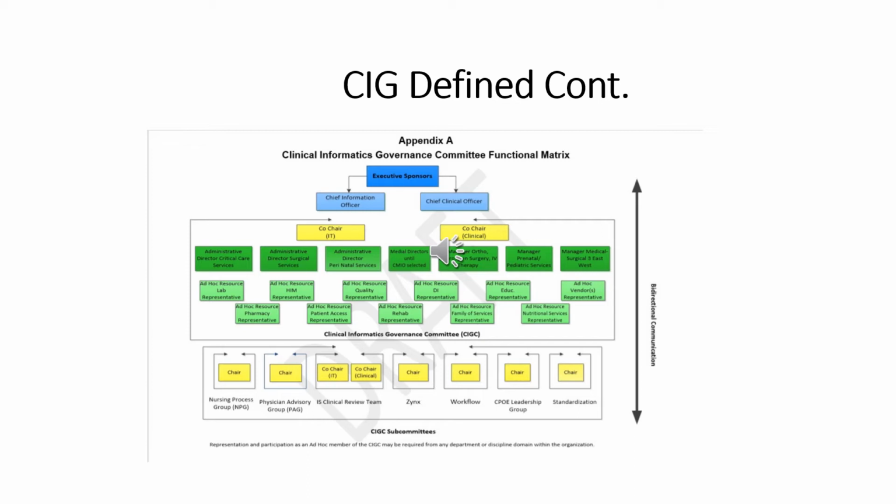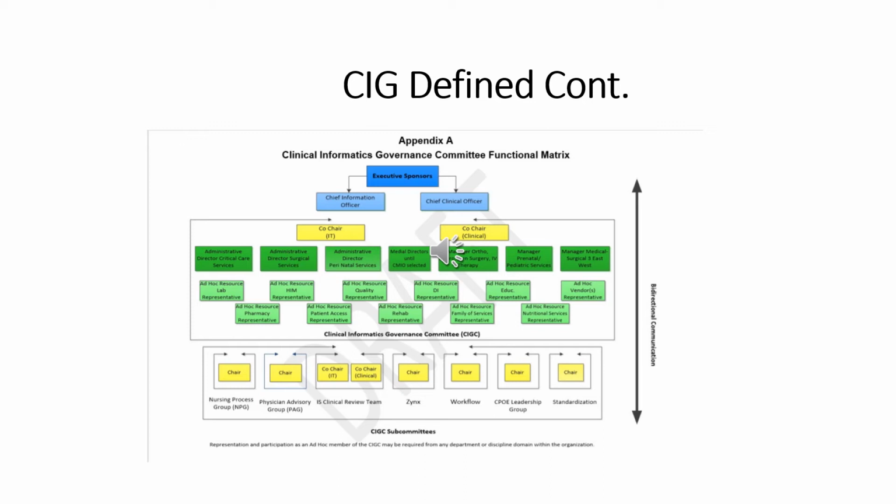SIG establishes the alignment of work to be done within the organization. It establishes the alignment of the goals, the resources, and the prioritization. So take a look at this matrix and you will see we start from the top down. From the executive sponsors, from the chief information officer, the chief clinical officer, whether that be the VP of nursing or the chief medical officer, and then comes down to, and again, this is just one example, a co-chair from IT, information technology, and a co-chair from the clinical area.